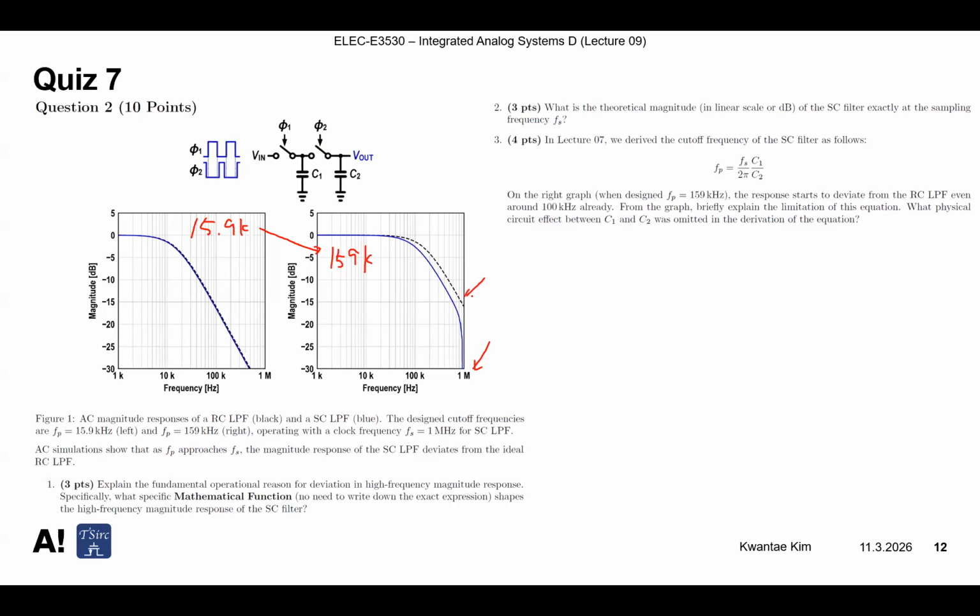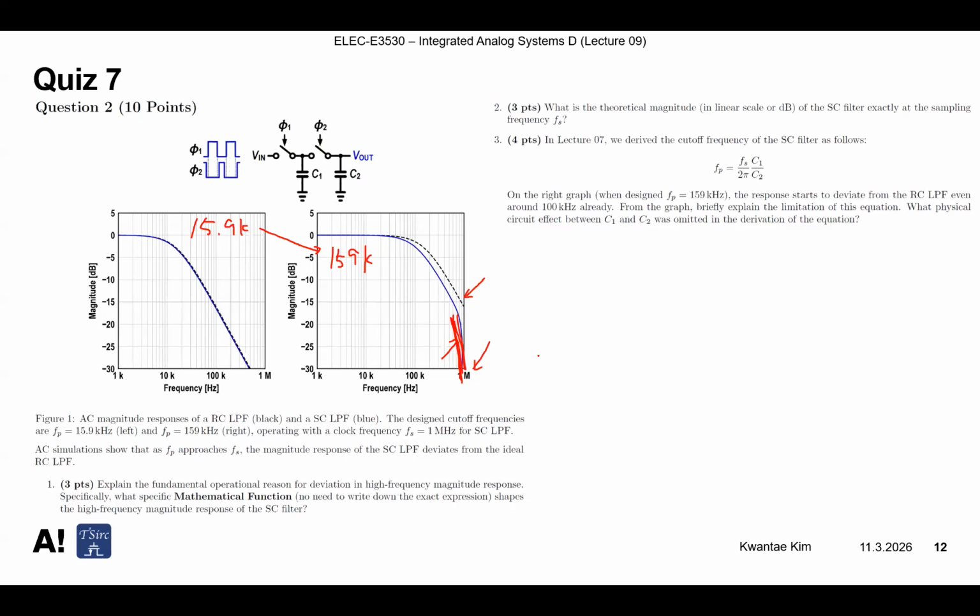So this is an RC low pass filter. For the switched capacitor filter, it goes downward, right? So what is the mathematical expression? The answer is the sinc function, right? We studied the sinc function derivation in lecture 7 by comparing track and hold operation and sample and hold operation.